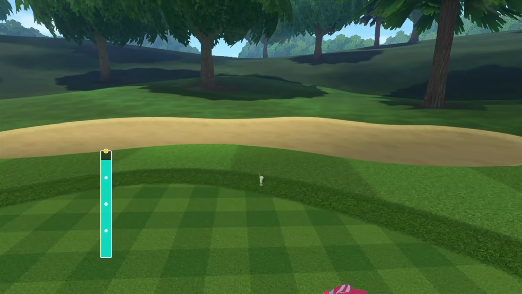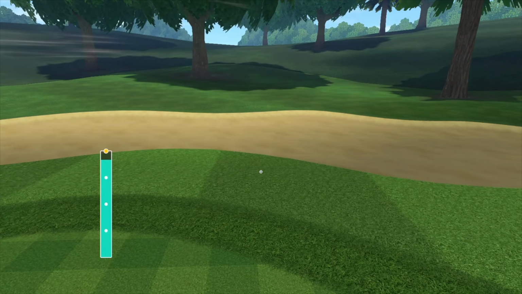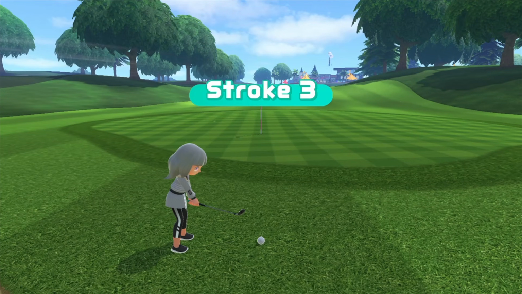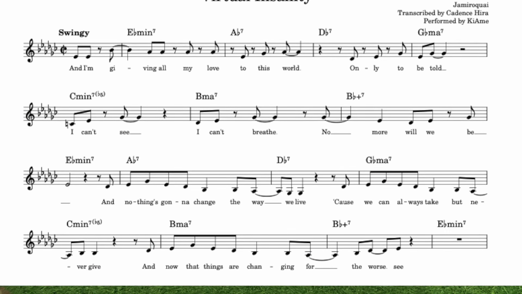Alright, so in terms of the usual circle progression, I saved my favorite example for last. Virtual Insanity pushes that standard progression to its absolute limit. Let's take a bit of a listen.